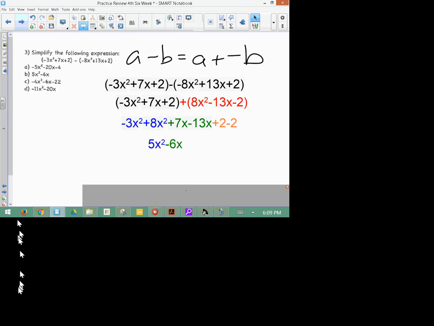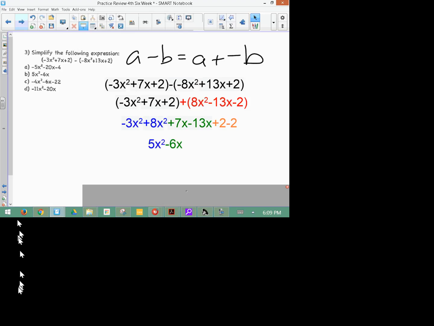Once we've done that, now I'm adding, so I can just combine my like terms. A negative 3x and the positive 8x, well, there they are, I have them together there. And then I have a 7x and a negative 13x, that's right there.